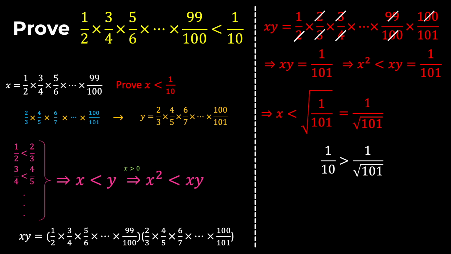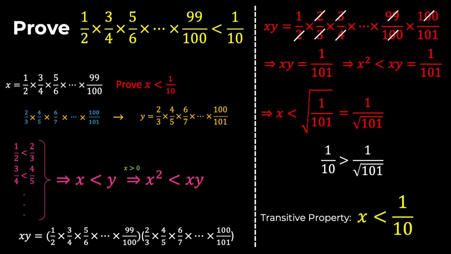Now, we already know that this quantity is greater than x, and we found out that this quantity is less than 1 over 10. So based on the transitive property, I can say that x is less than 1 over 10. And guess what? That's exactly what we wanted to prove. X, or this quantity, is less than 1 over 10.